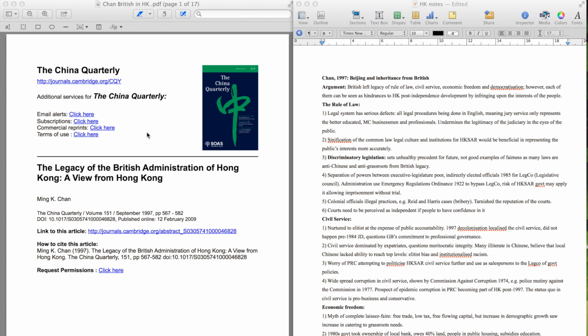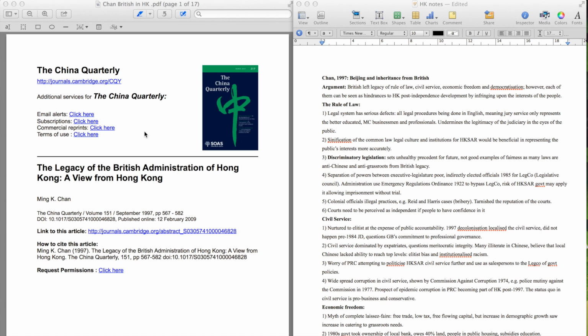This is where we are going to implement all of the tips that I mentioned in previous videos that I've made and show you how to actually use them. Hopefully this will clarify any concerns you guys had, and today we're going to be reading a text. This is an article in the China Quarterly all about the British administration in Hong Kong.